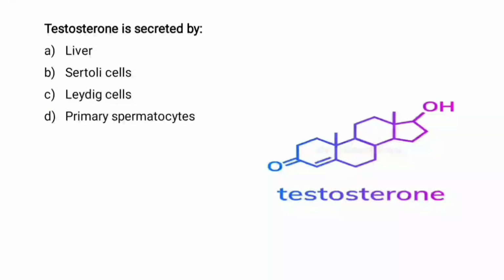Testosterone is secreted by. This is a structure of the testosterone molecule, and the testosterone is produced by the gonads. Leydig cells in the testes in man produce testosterone, and in women it is produced by the ovaries. Although small quantities of this hormone are also produced by the adrenal gland in both of the sexes. It is an androgen, meaning that it will stimulate development of male characters. So our correct option will be option C.